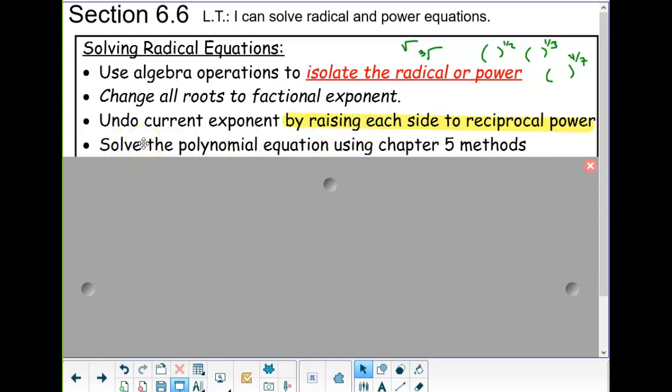Now we say all that's left, but that could mean solving a polynomial expression using any of the methods we just learned. So it could be the quadratic formula. It could be factoring. It could be factoring by grouping. It could be doing the box with the circle in it method. Any of those methods that we've learned up to this point are fair game.